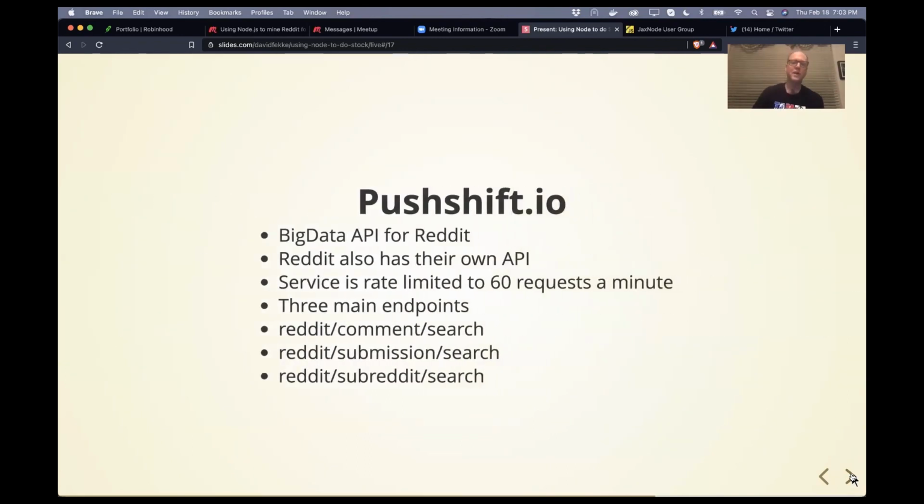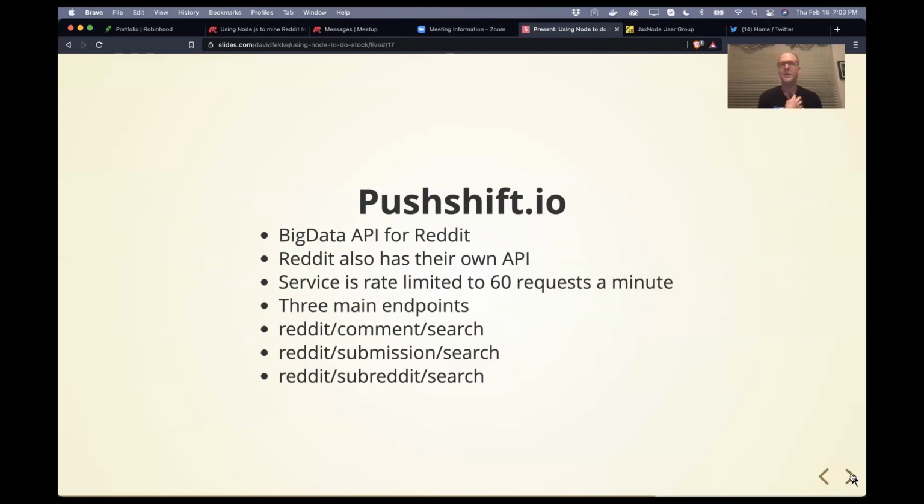So pushshift.io, like I said before, this is a big data API for Reddit. Reddit also has their own API. You can use the service, but you're limited to 60 requests a minute. And there is actually a Python library that you can use for accessing this data.